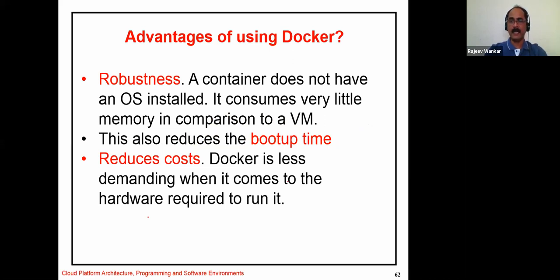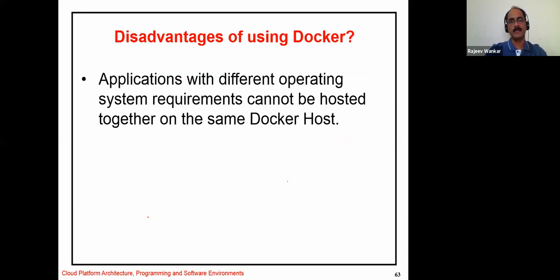If I start running the container, it boots up very fast, even if it's an operating system. And of course, it reduces the cost, which we have already seen. Depending upon what you execute, the hardware requirement would be reduced, which reduces the cost. So the applications with different operating system requirements cannot be hosted together on the same Docker host, because it has a dependency on the operating system, but that does not limit you. Actually, you can always have another virtual machine on which another operating system is installed.